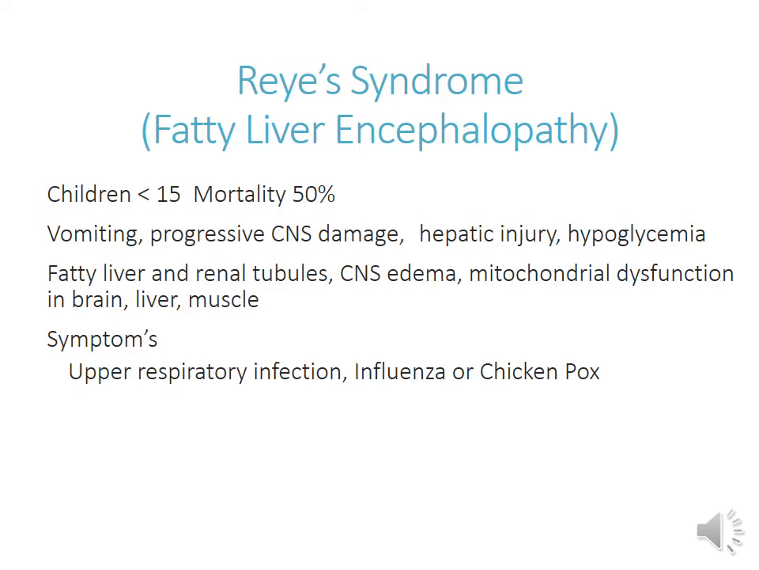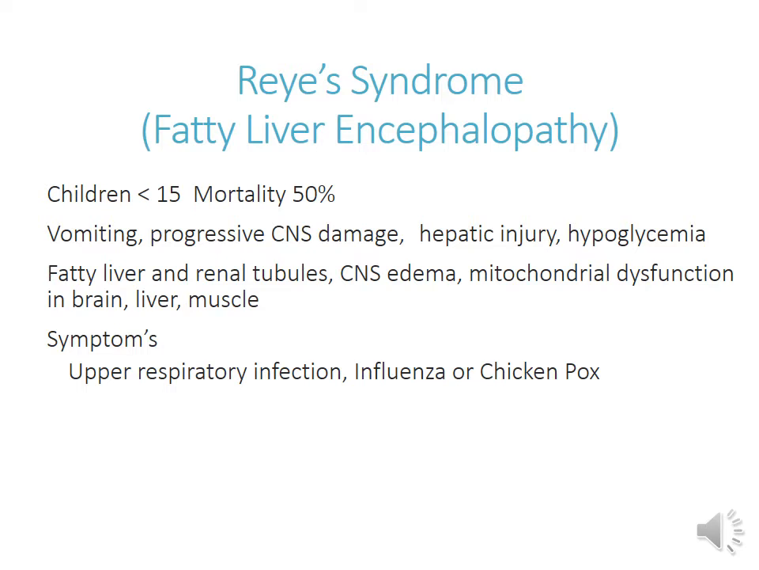So Reye syndrome basically is a fatty liver encephalopathy that can occur, and this is for children less than 15 years of age. Usually 16 is kind of the cutoff for administering aspirin. And if not treated, you have a mortality rate of around 50%. So it's very, very significant if it's not caught early on.